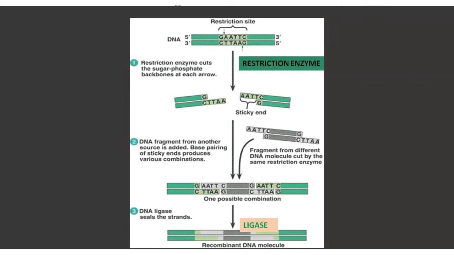This stabilization is done by another enzyme, ligase, the DNA ligase. So DNA ligase forms the phosphodiester bond between this G and A here and G and A here. So we get a complete double-stranded DNA. This we call the recombinant DNA. This recombinant DNA is now ready to be used for any biotechnology experiment.